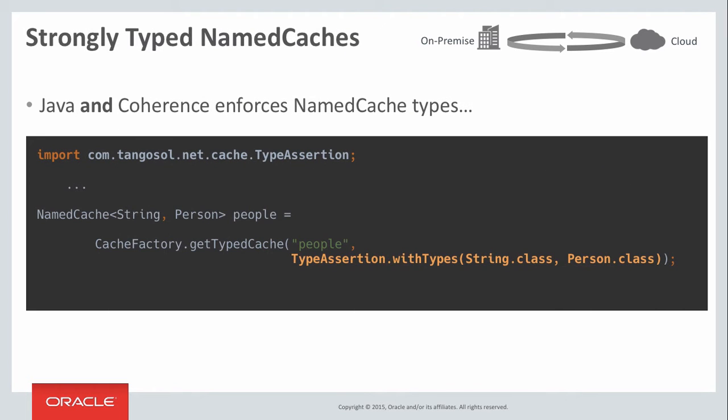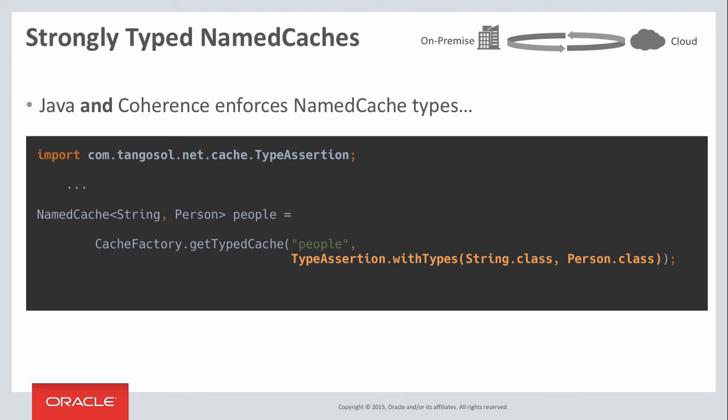To make things easy, Coherence provides several static helper methods that are declared on the type assertion interface. These will help you define the intent in terms of what you want in terms of type safety. So when an application developer requires, for example, Java and Coherence to enforce that the types of a named cache match those within a cache specification, they use what we call with types.